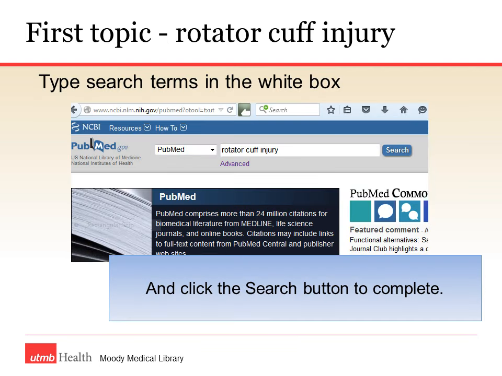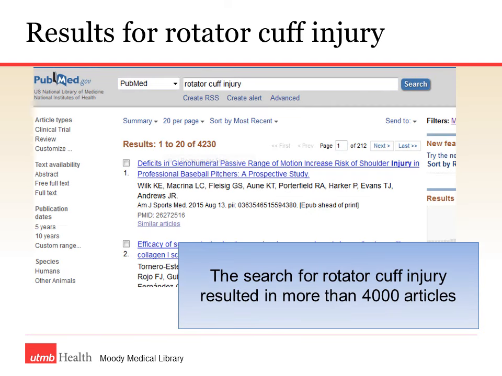First topic, rotator cuff injury. This is what PubMed typically looks like. To begin searching, I'll type my terms in the white search box and then click the search button to complete. I've already typed rotator cuff injury in, and I'm going to click search to run those terms against the database, where I can find articles with rotator cuff injury. And I did, more than 4,000 articles.